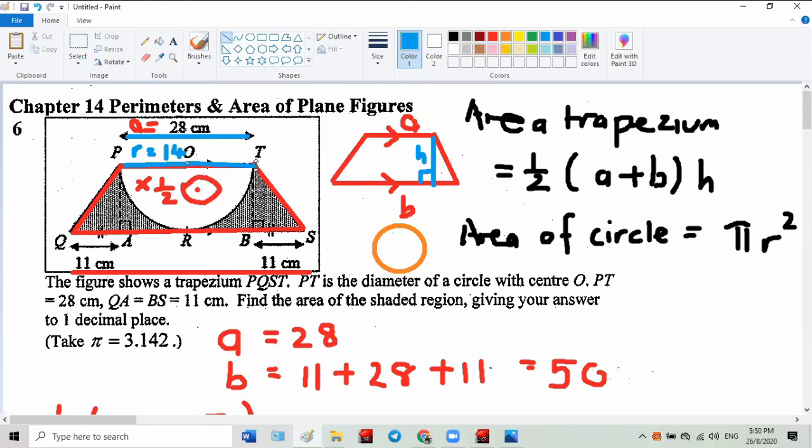Yixuan, understand or not? The radius is from the center to the circumference. Get it? So what is radius? I just told you, right? The radius is the distance from the center of the circle to the circumference. The circumference means the outer line of the circle. And the diameter is from one end to another end of the circle, passing the center of the circle. Understand or not?